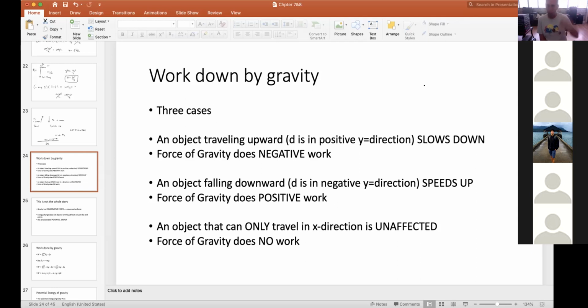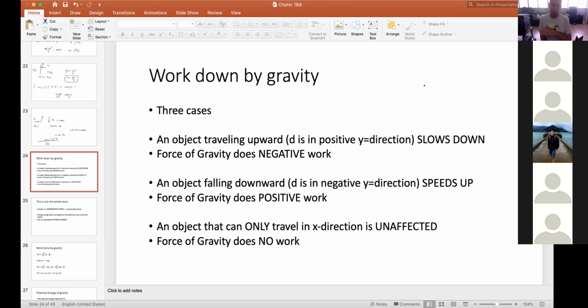If you drop an object, it speeds up before it hits the ground. That's because d is down in the negative y direction, but so is the force of gravity. Therefore, because they're both in the same direction, it speeds up. Gravity, we say, did positive work.